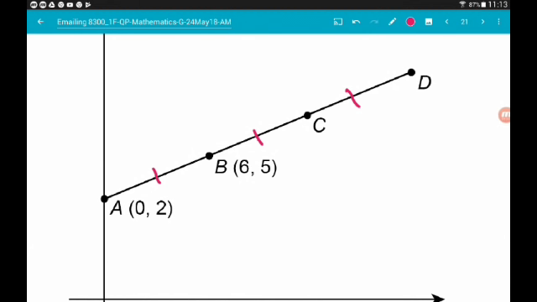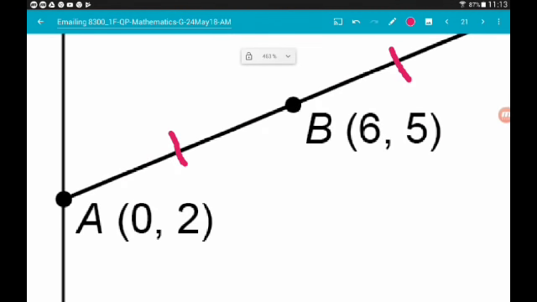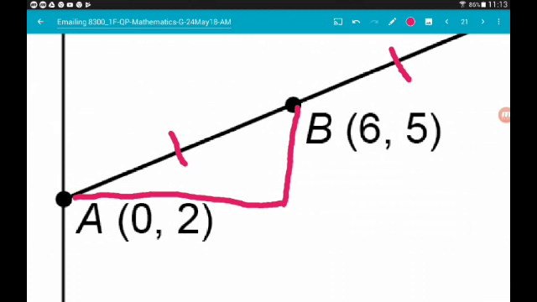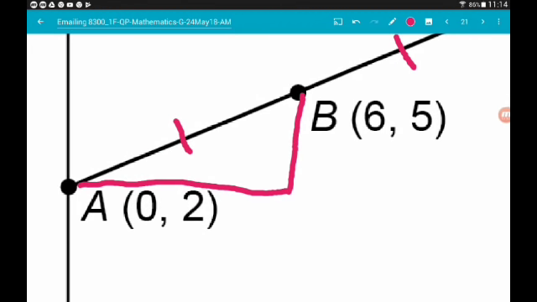So because these lengths of line are all the same length, it means the points are the same distance apart from each other. So how are we getting from A to B? Well, our x-coordinate is changing from 0 to 6, so we're going 6 to the right, and our y-coordinate is going from 2 to 5, so we're going up by 3.